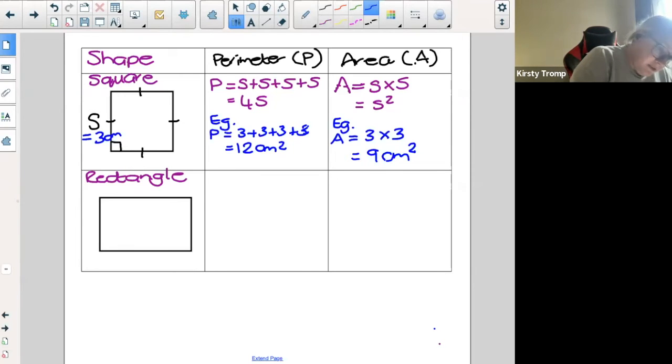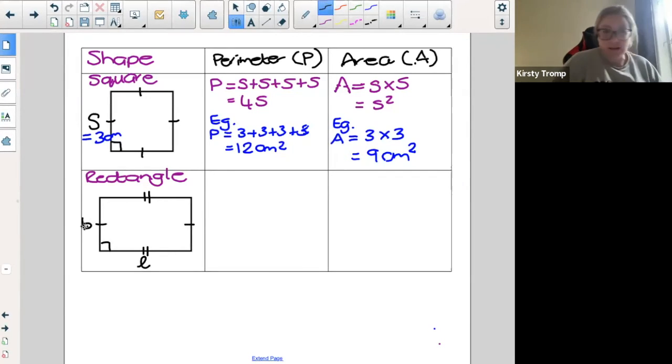So for the rectangle, going over what we remember, we've got a right angle, and we know that the opposite sides of a rectangle are equal. So for the rectangle now, we're going to look at this side being the length, and this side being the breadth. Does it matter if you say the one side's the breadth and the other side's the length? Not really.